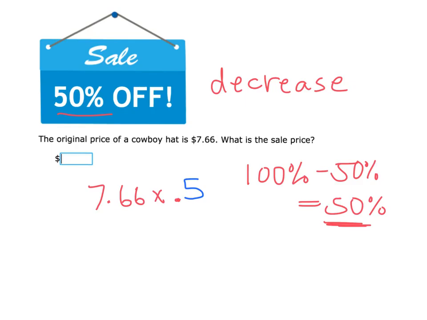And when I do that, I'm going to, again, pause for an estimate. Go ahead and take a guess. What's a good guess for 50% of 766? And it's 383. I got to tell you, 766 was already a pretty good price for a cowboy hat. This is an even better price.